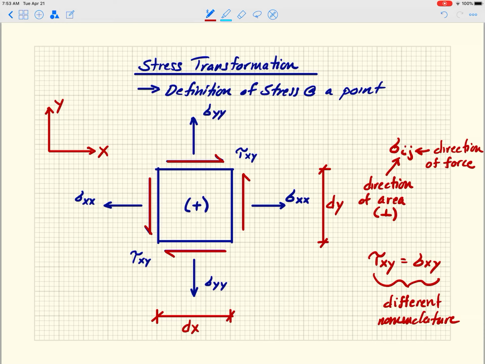Okay, so what we're going to do in this lecture is talk about stress transformation. So the question really is, I've defined this XY coordinate system, right? But in many ways that is completely arbitrary, right?